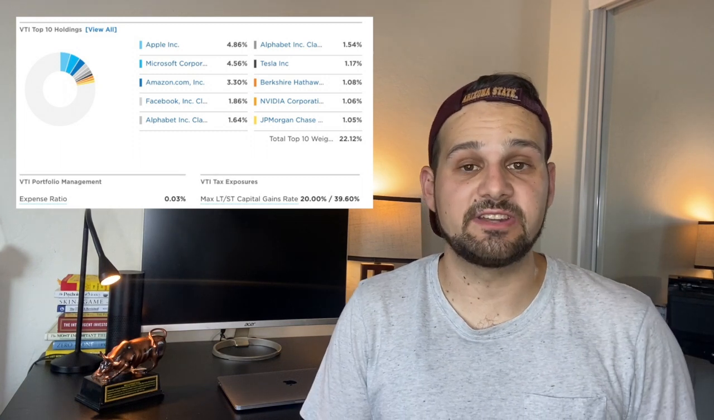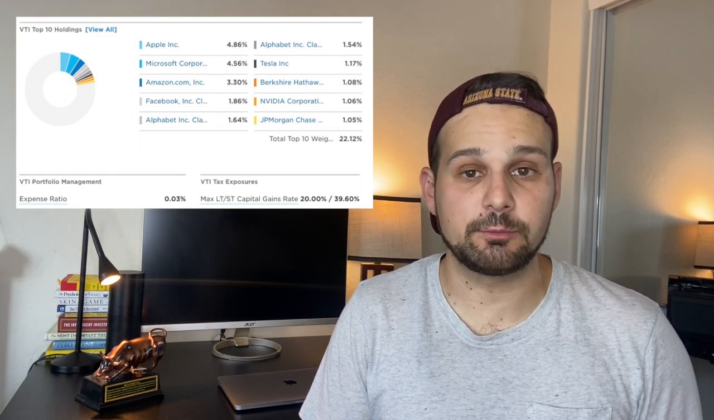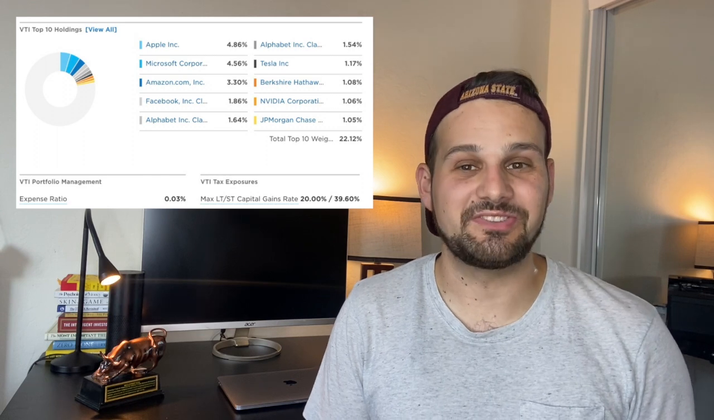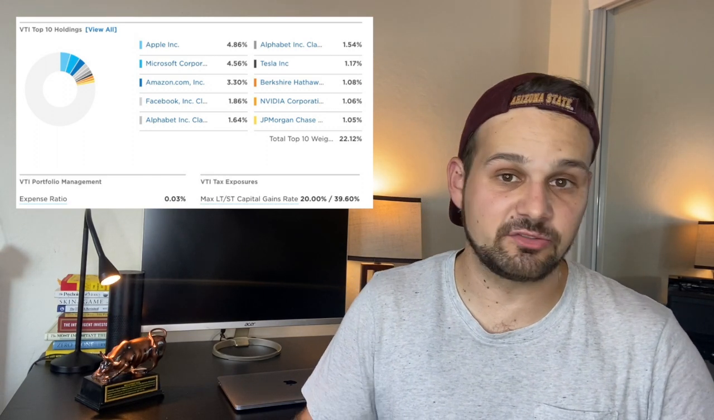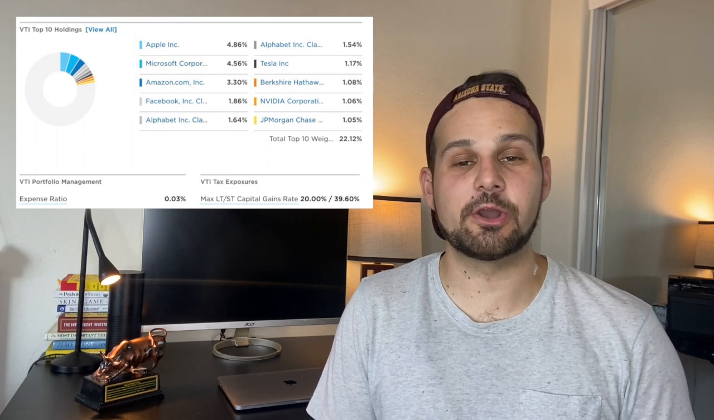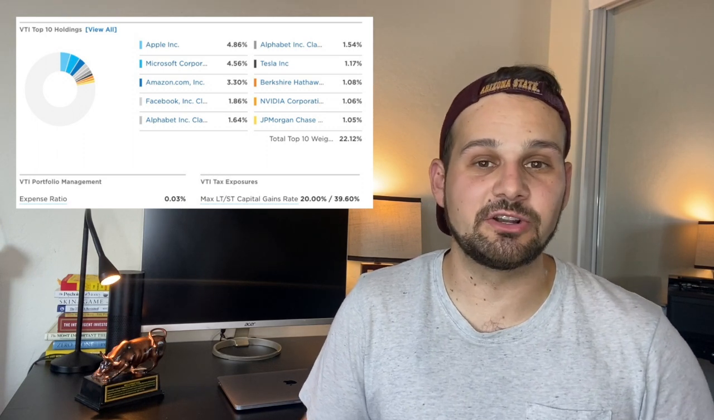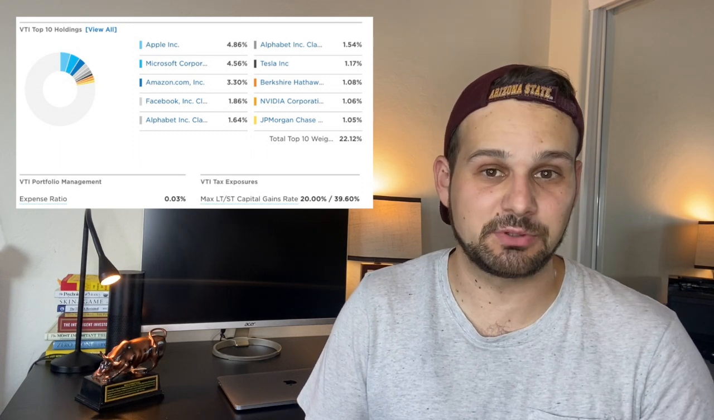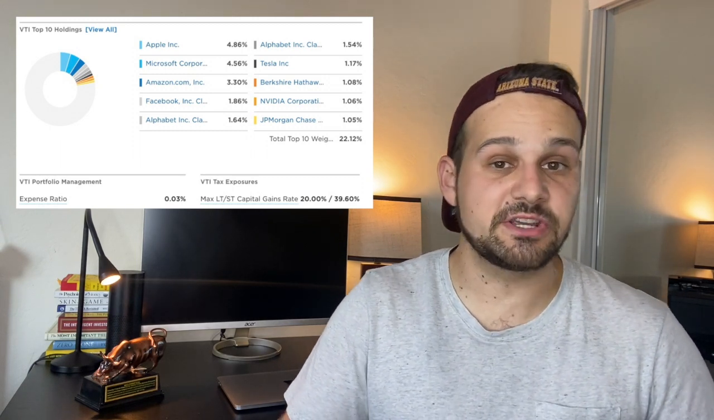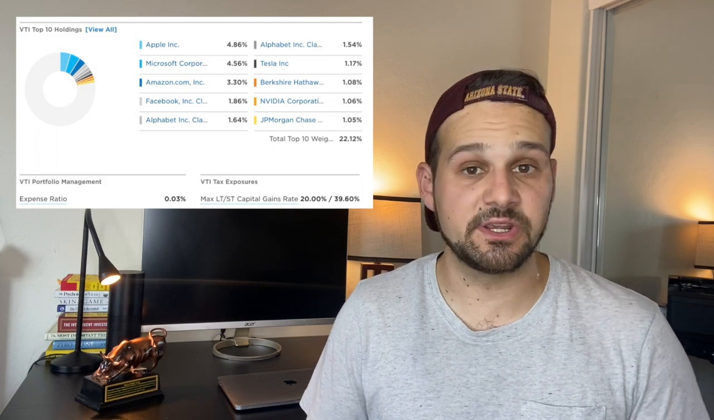VTI also has an expense ratio of 0.03% per year, which is definitely on the much lower side when it comes to expense ratios for managed funds. If we break down that expense ratio, it means for every $100 you're investing into that fund, you'd be paying roughly 3 pennies per year to cover the administration fees and the overall operation of that fund.